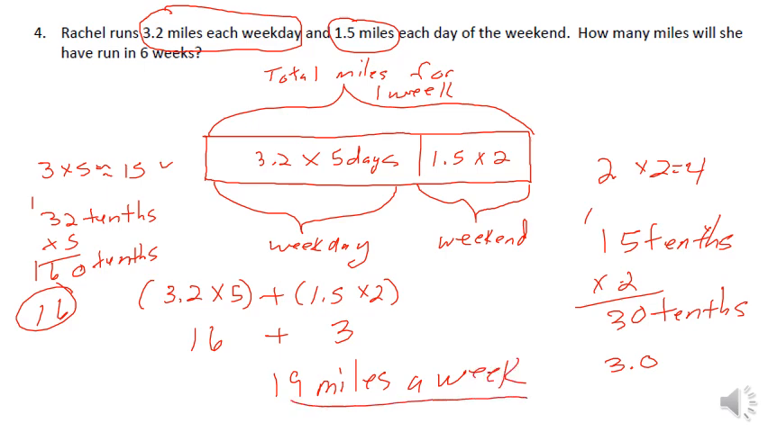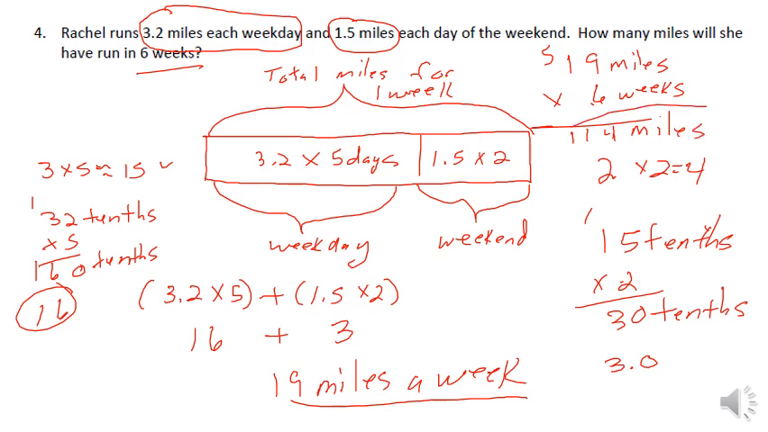Now, if we come back to the problem, it says how many does she run in 6 weeks? Okay, so we have 19 miles a week times 6 weeks. 9 times 6 is 54. 6 times 1 is 6, and 5 is 11. So she runs 114 miles in 6 weeks, excuse me.